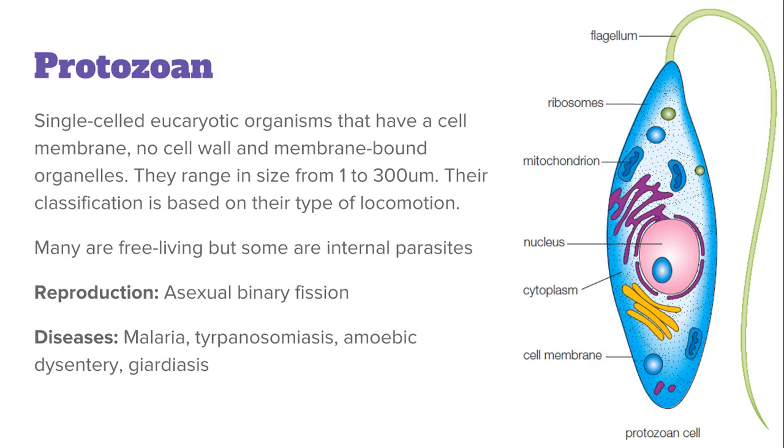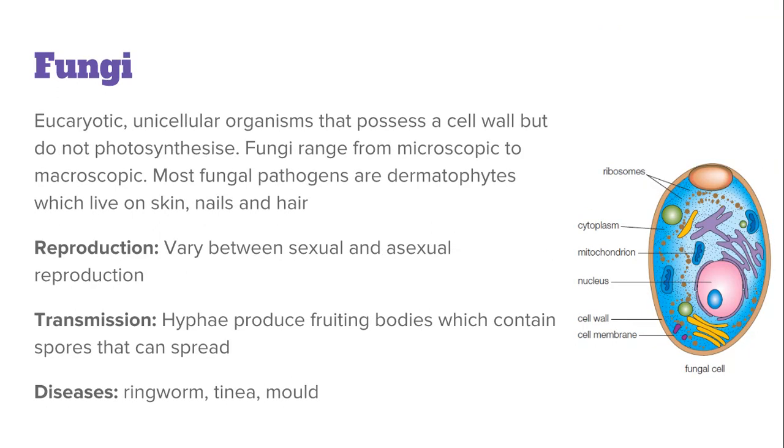We then move on to protozoans, which are single-celled eukaryotic organisms. They are bigger than bacteria, and the way in which we classify them is based on the way that they move with their flagellum, which we can see here. Again, they reproduce by binary fission, and we have some diseases like malaria, trypanosomiasis, dysentery, and giardiasis.